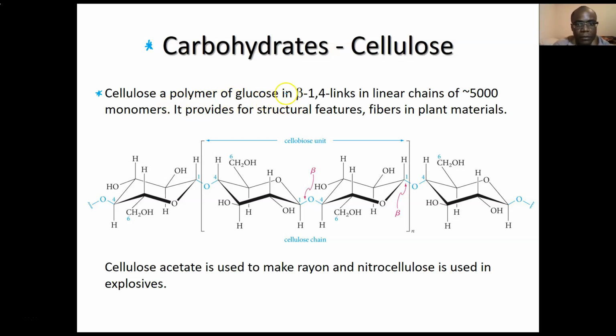Cellulose is a polymer of glucose with beta 1,4 links in a linear chain of up to approximately 5,000 monomers. It's used for structural purposes. Starch is used for storage of energy in plants. So cellulose makes the fibers in plant materials like the wood, the leaves, the stem. If you see any fiber in there, then it's cellulose.